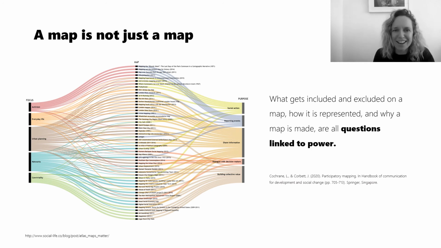This is a great diagram here. I don't know if I can zoom in on it. No, I can't. But it looks at alternative purposes for maps. And there are all sorts of groups around the world who are doing very interesting work here. So maps can be used for social action.